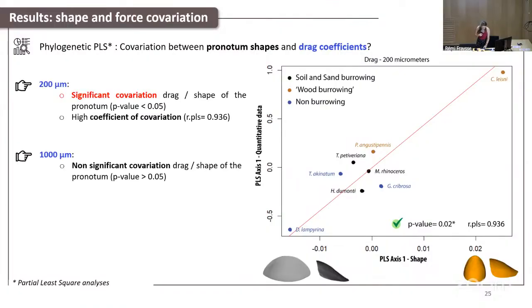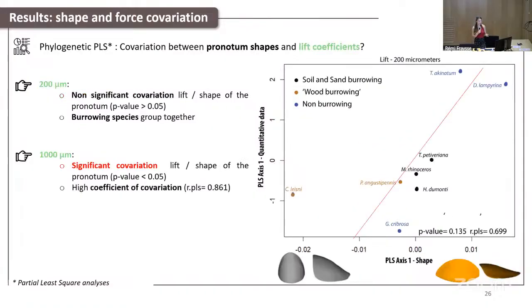Okay, so we have a significant and strong correlation for the smaller grains for drag coefficient. We have burrowing species that tend to group together, but with two other non-burrowing species, and Panesthia, which is wood-burrowing, so she digs galleries into deadwood, not into granular media. For lift coefficient, we also have a strong correlation for the larger grain, but not for the smaller grain. But this is the graph for the smaller grain. We can see that burrowing species share similar morphology and similar lift and drag coefficient, and differ from non-burrowing species.